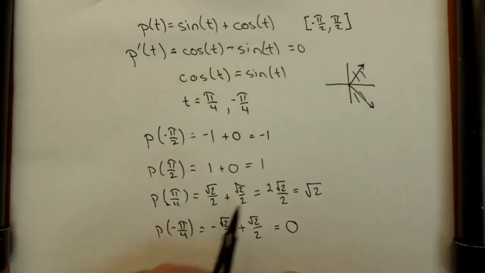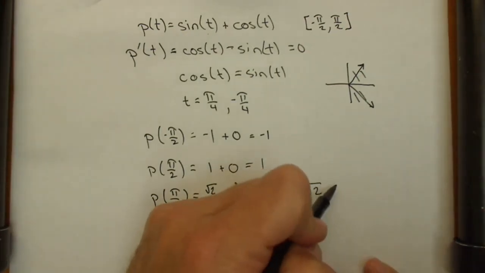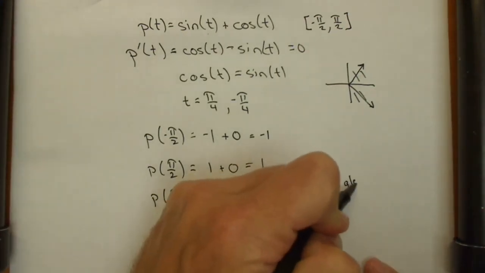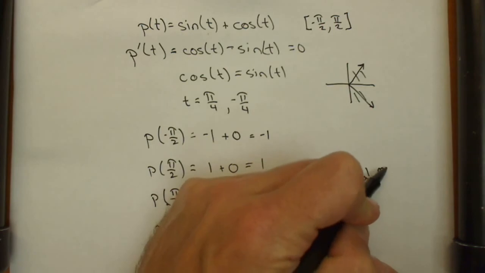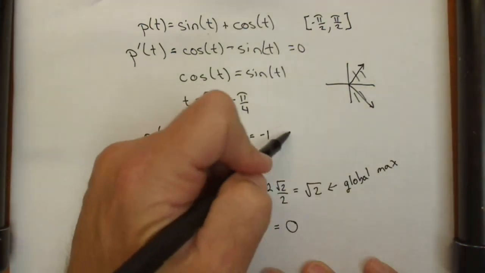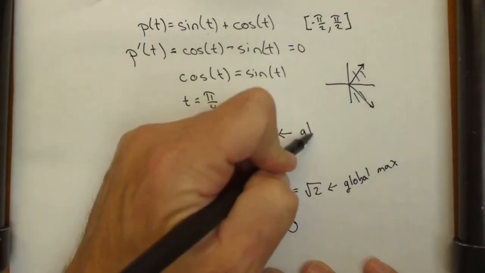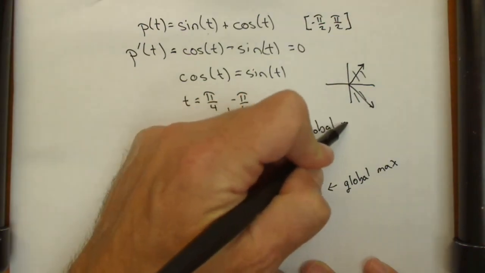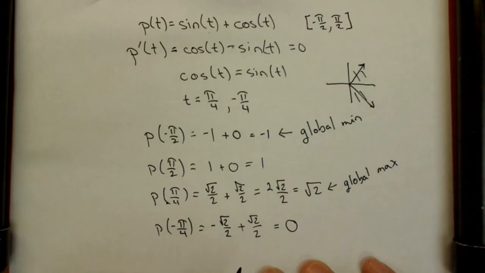So our biggest value here is root 2, it's about 1.4, so that's going to be our absolute or our global max. Our smallest value here is at negative 1, so that's going to be our absolute or our global min by the extreme value theorem.